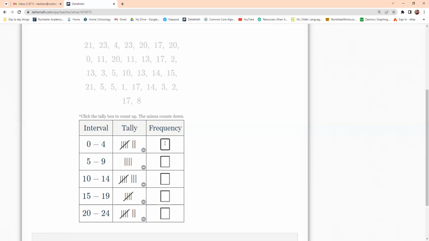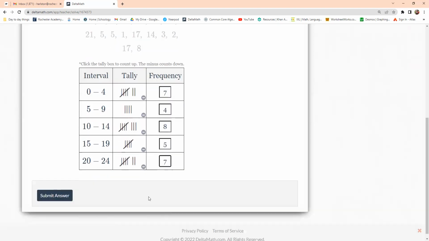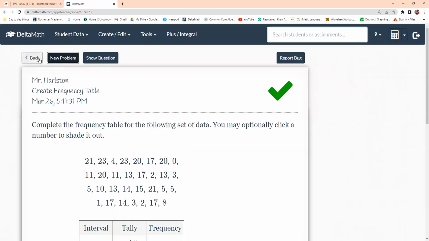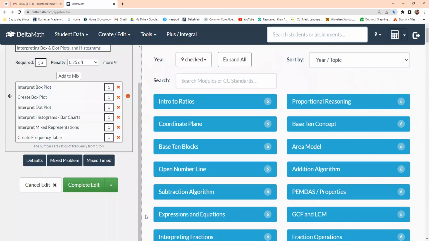So this one has 7, this one has 4, this one has 8, this one has 5, this one has 7, and I'm going to submit it. I think I got them all. Yep, we're done. That's it. That's how you do it.